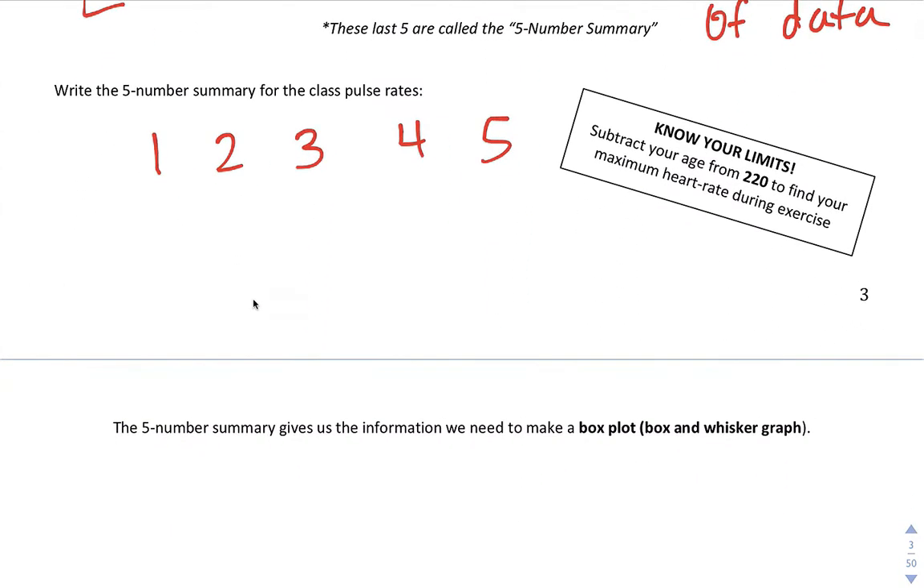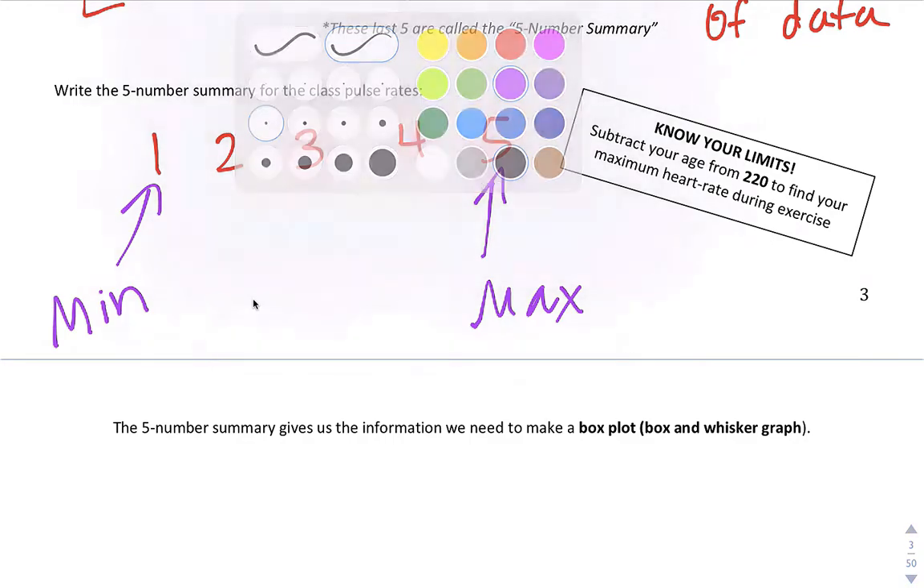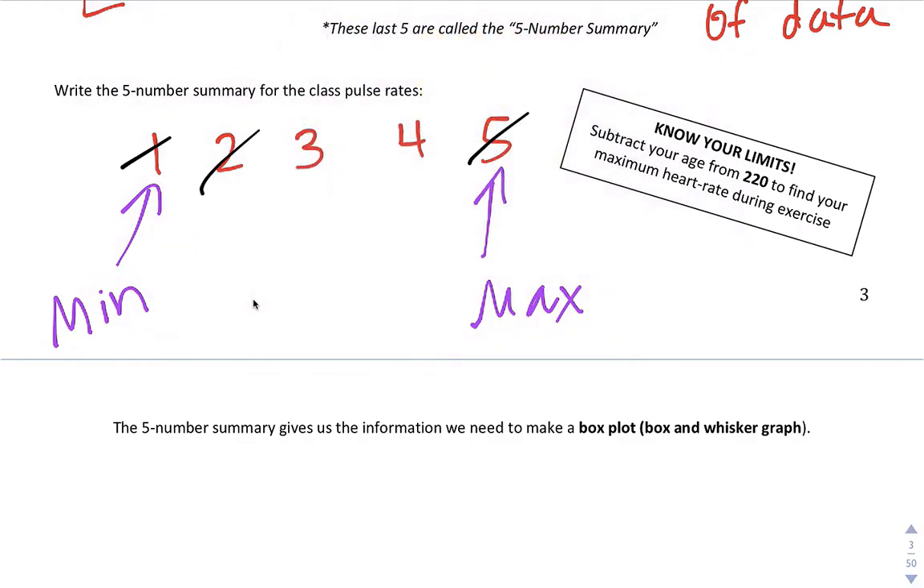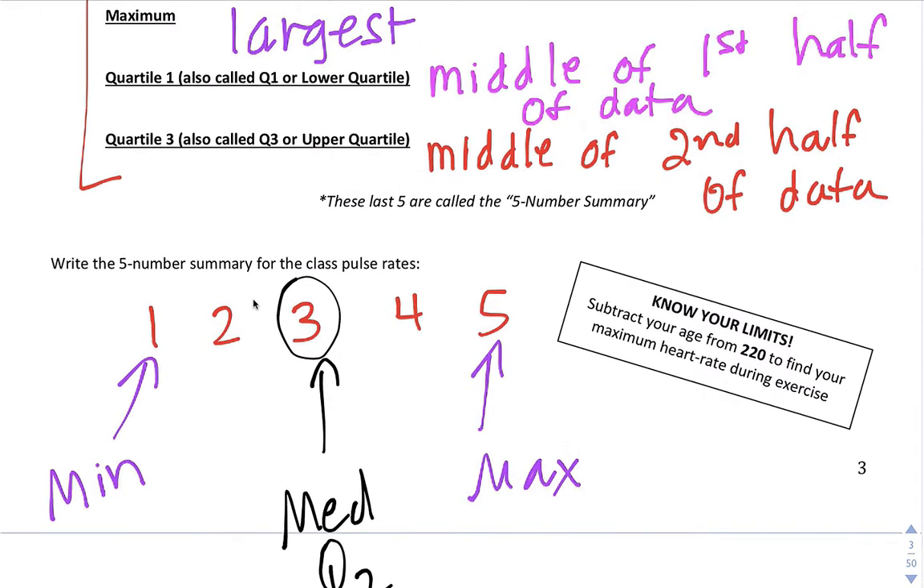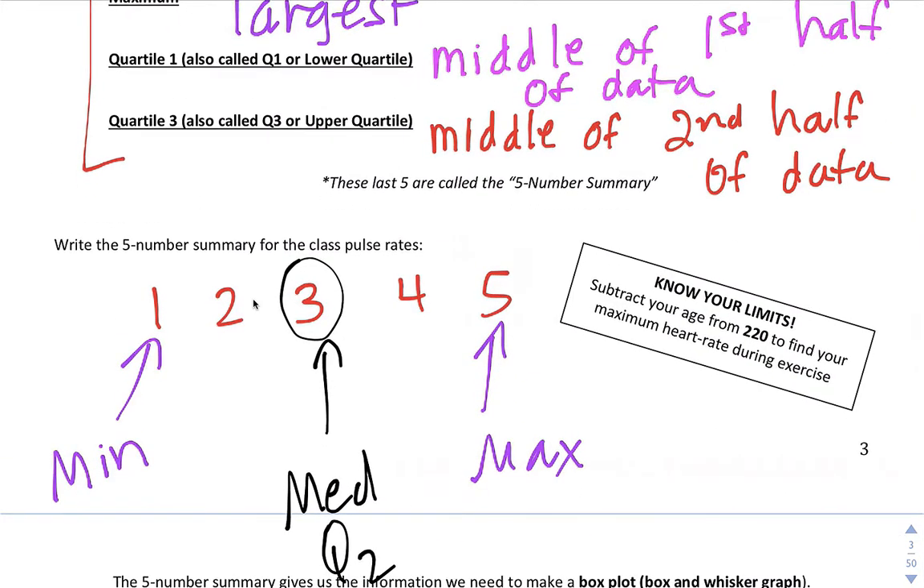Okay, so min and max, those are pretty easy here. So here's the min. Here's the max. Okay, so there's 2 of the 5 numbers we need. To find the middle number, you can cross off until you get to the middle. So we know 3 is the middle. Okay, so this is called the median, otherwise known as Q2.